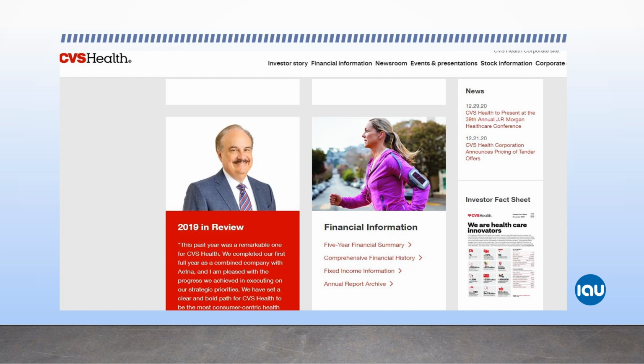And here I just clicked on financial information, and I was able to get access to links to a 5-year financial summary, their comprehensive financial history, their fixed income information, and their annual report archive. And looking at annual reports, past and present, will help you get a good idea of the performance of this company over time.